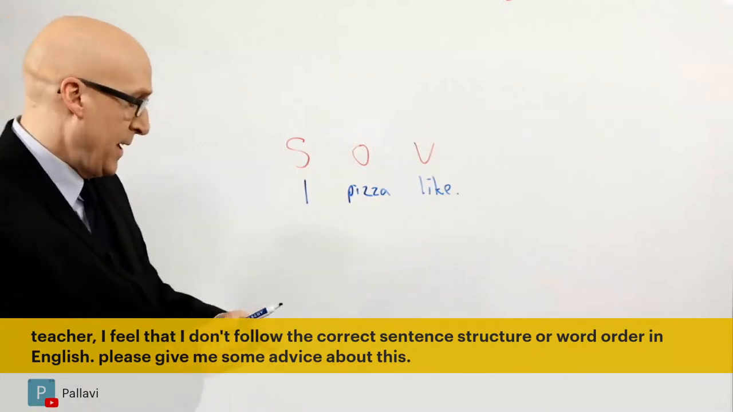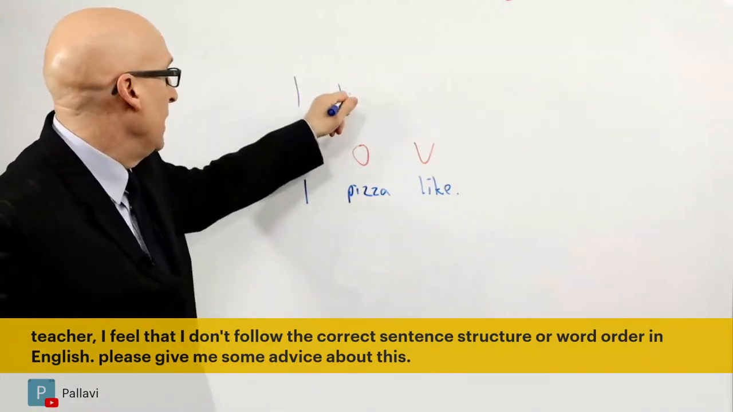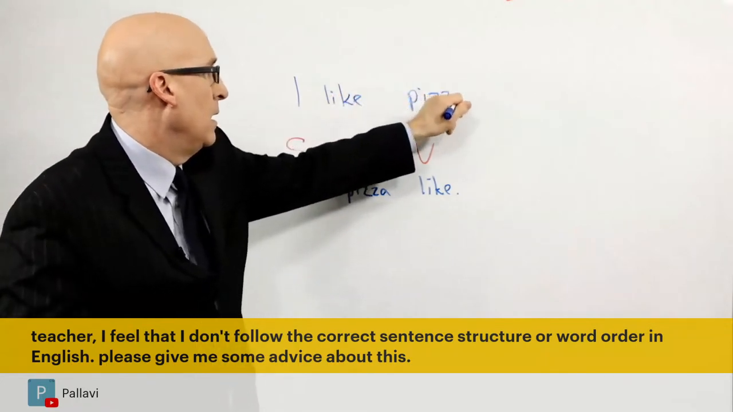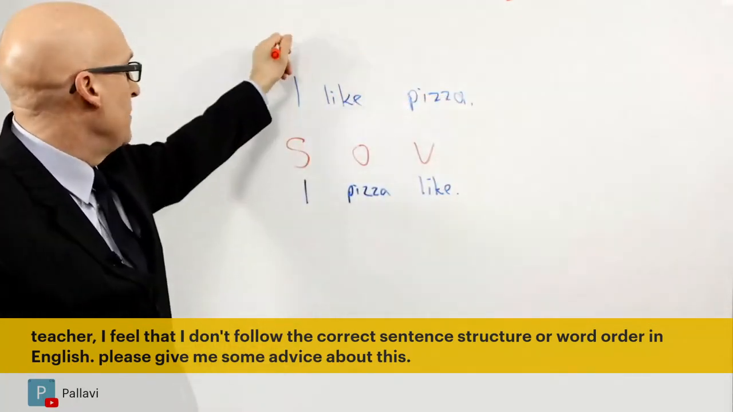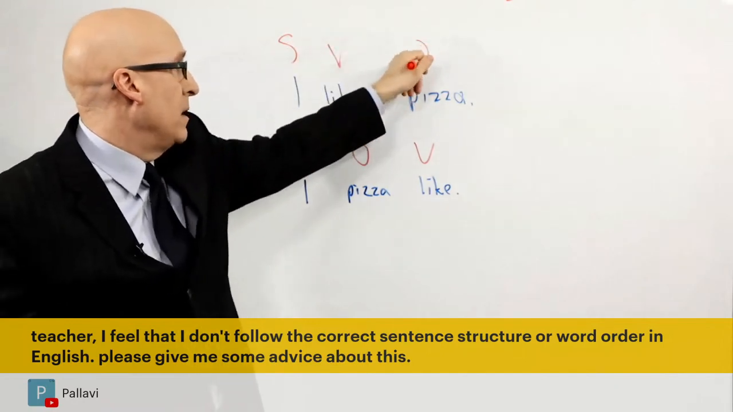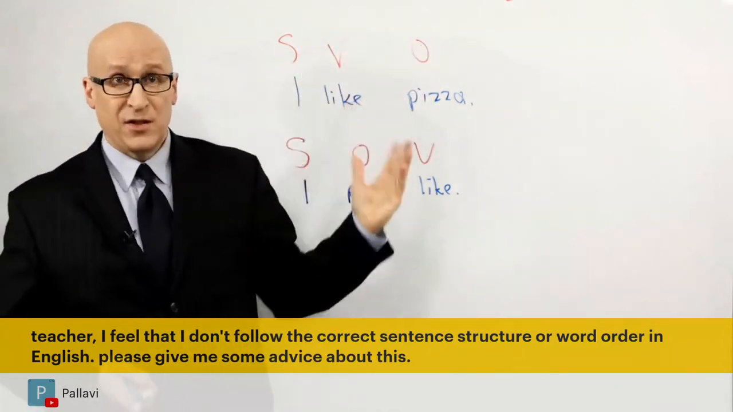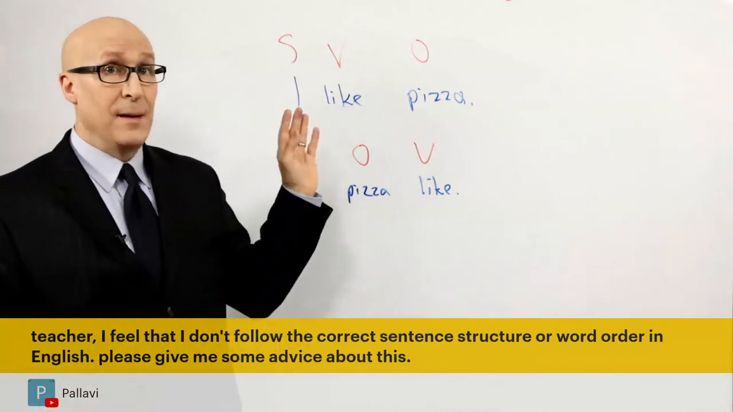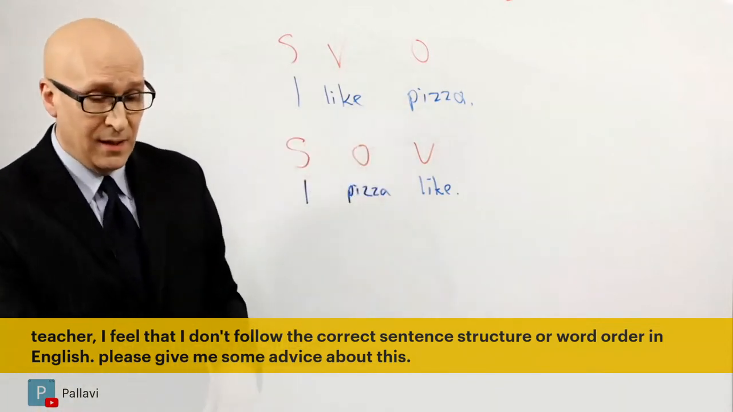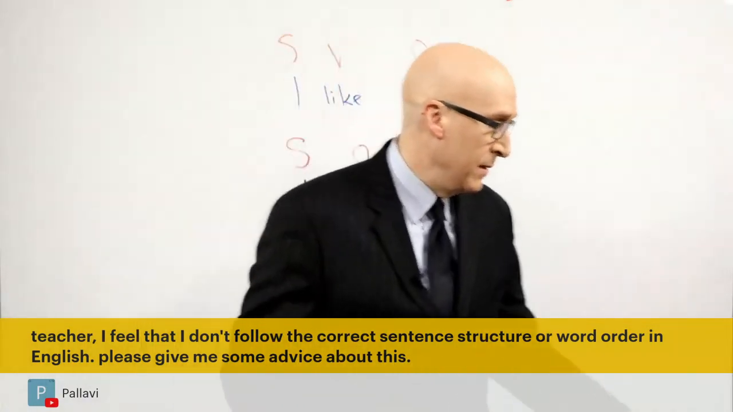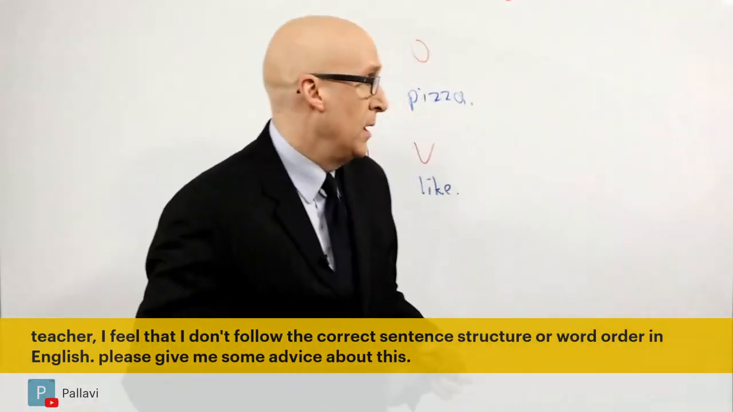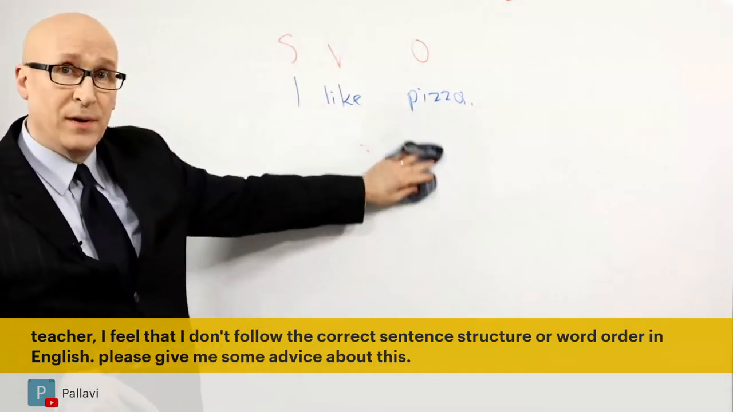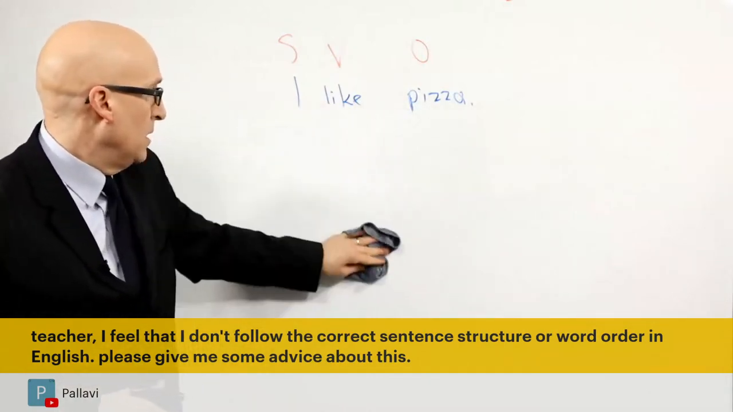English works like: I like pizza, right? And that's a subject, and that's a verb, and that's my object. That's the basic structure of English. Now, I say basic because from there it gets more complicated, right? As you know, I'm sure. But this is an example of why it's important to understand the structure.